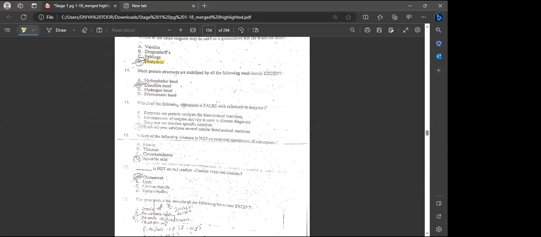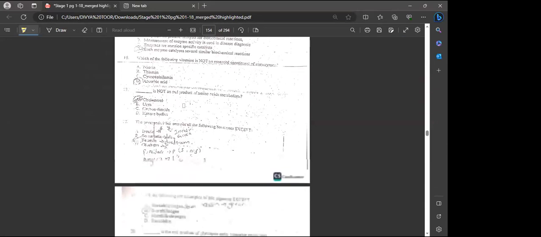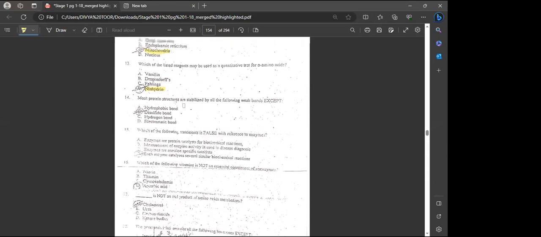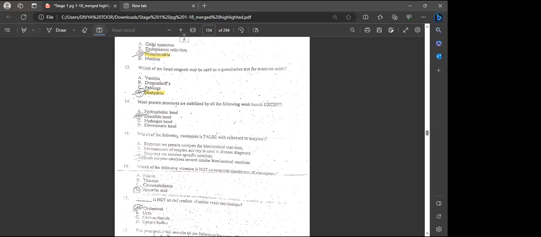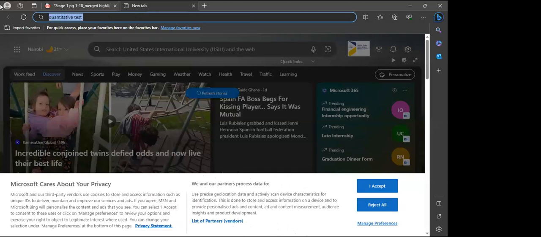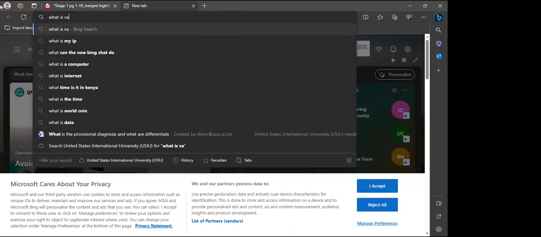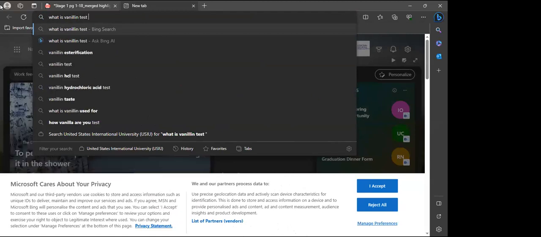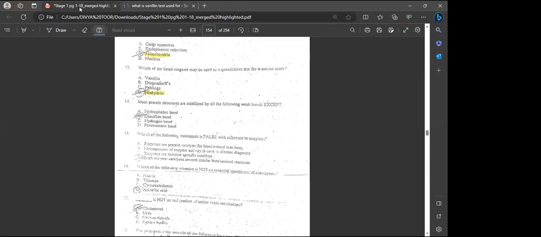What are the other tests used for? We can always Google search it. Which one are you looking for? I look for another one. Vanillin. What was the other choice? Dragendorff. That second one is for alkaloids. Oh, alkaloids. Yeah.